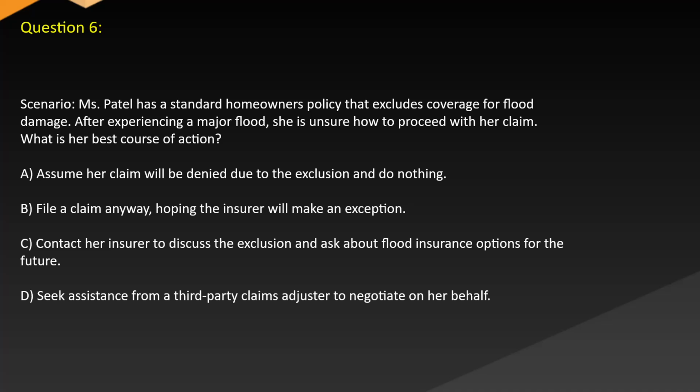Question 6. Scenario. Ms. Patel has a standard homeowners policy that excludes coverage for flood damage, and after experiencing a major flood, she is unsure how to proceed with her claim. What is her best course of action? A. Assume her claim will be denied due to the exclusion and do nothing. B. File a claim anyway, hoping the insurer will make an exception. C. Contact her insurer to discuss the exclusion and ask about flood insurance options for the future. D. Seek assistance from a third-party claims adjuster to negotiate on her behalf.